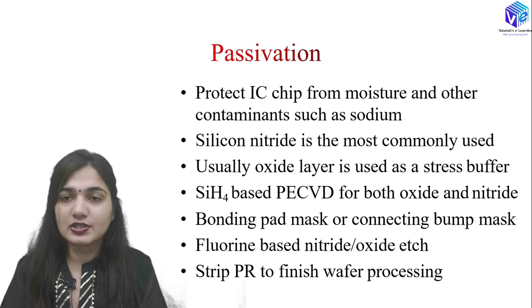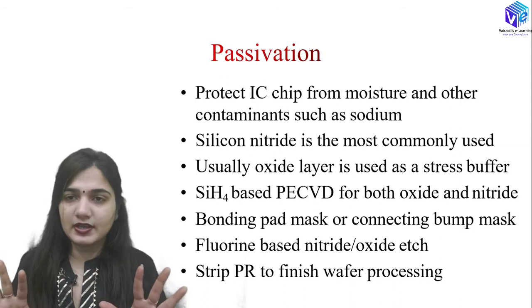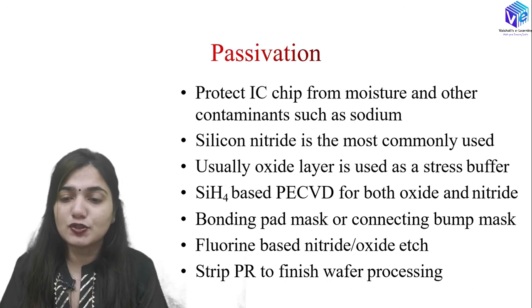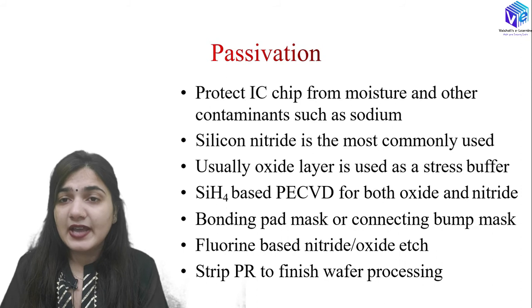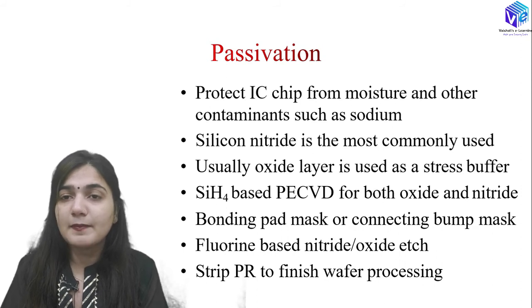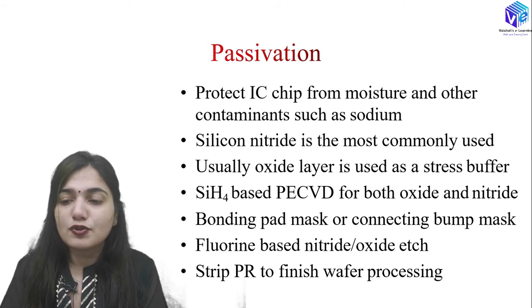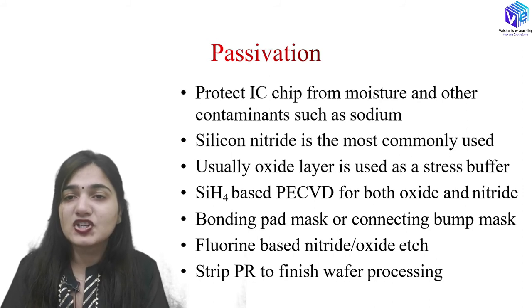Now coming to the passivation. After making the copper metallization or the aluminium interconnection, any type of interconnection that I want, after that I am making the passivation layer. The passivation layer is going to protect the chip from moisture and other contaminants such as sodium, so that these contaminants do not go towards the metallization part and do not hinder any important functionality of the given chip. Silicon nitride is the most commonly used material as a passivation layer.